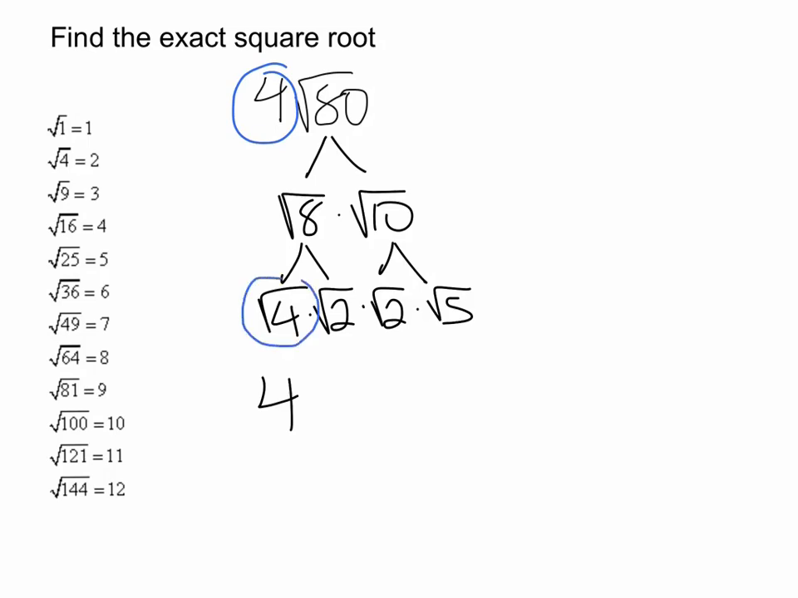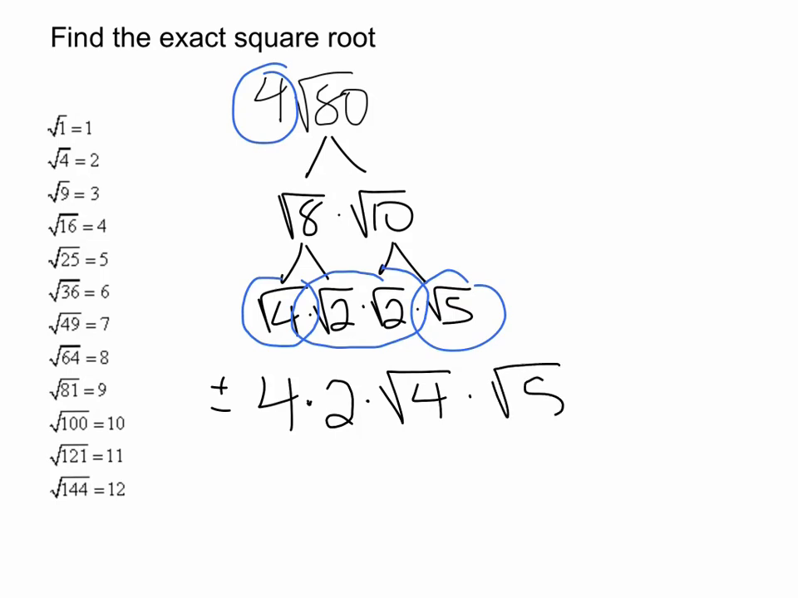I have the square root of 4 here, and I know the square root of 4 is going to give me a positive and negative 2. So I'm just going to bring that positive and negative sign out in front of my 4. I also have square root of 2 times square root of 2. Well, that will give me the square root of 4. And I have the square root of 5 here, so I'm just going to bring down that square root of 5. Now, the square root of 4 will again give me positive and negative 2.